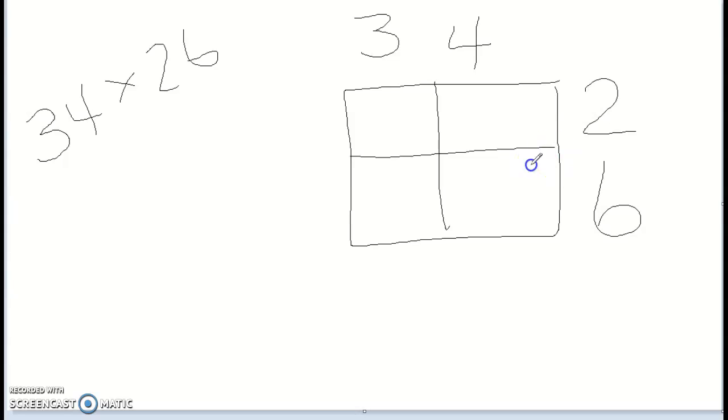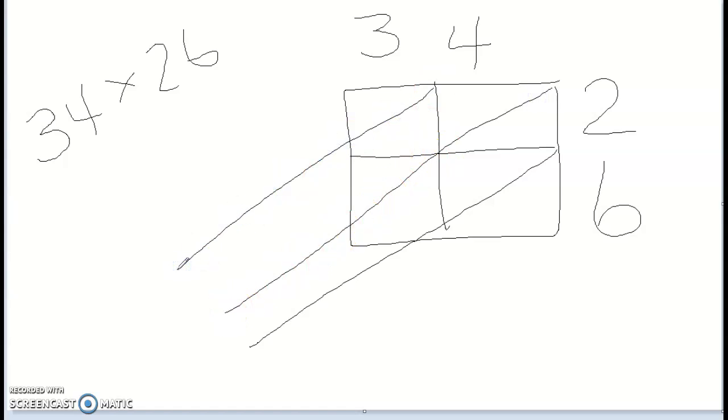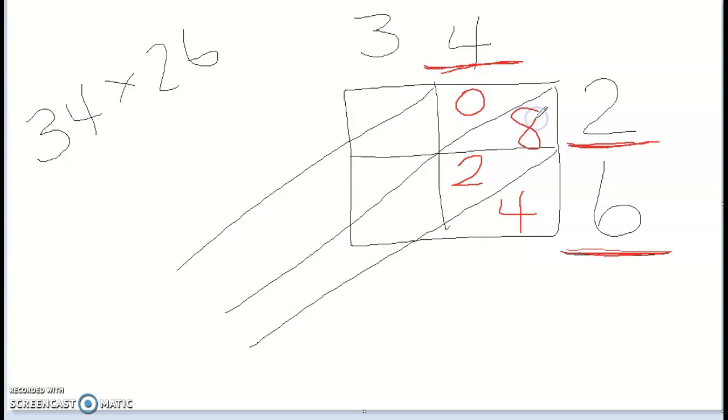Then I'm going to split my boxes in half. And I'm going to start multiplying. I'm going to take my 6 times my 4, and I'm going to put my answer in this bottom right hand corner, 2 and 4. And I'm going to take my 2 and multiply it by the 4, and that's 8, so I'm going to put it in this box.